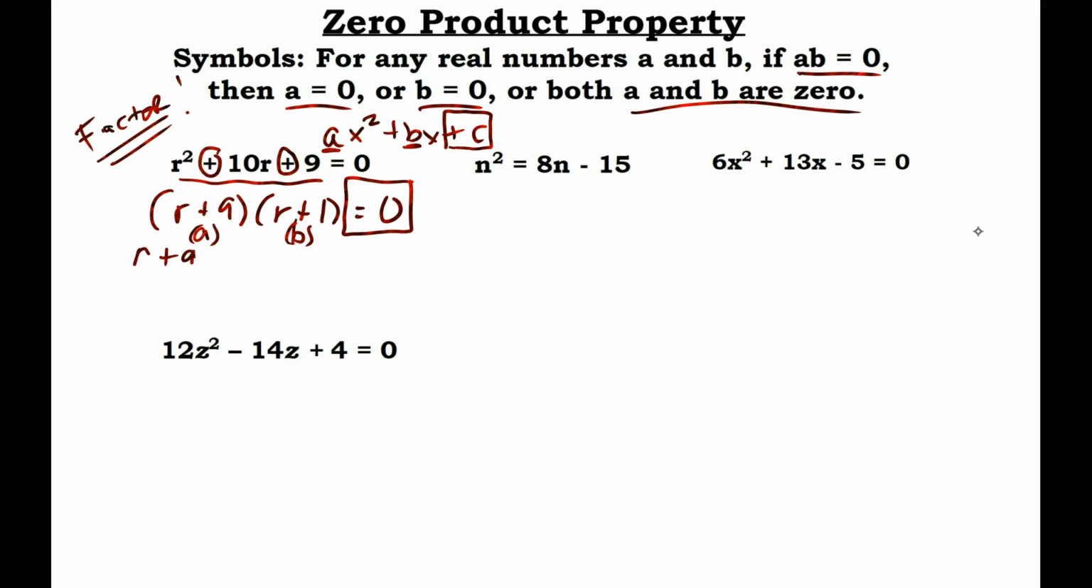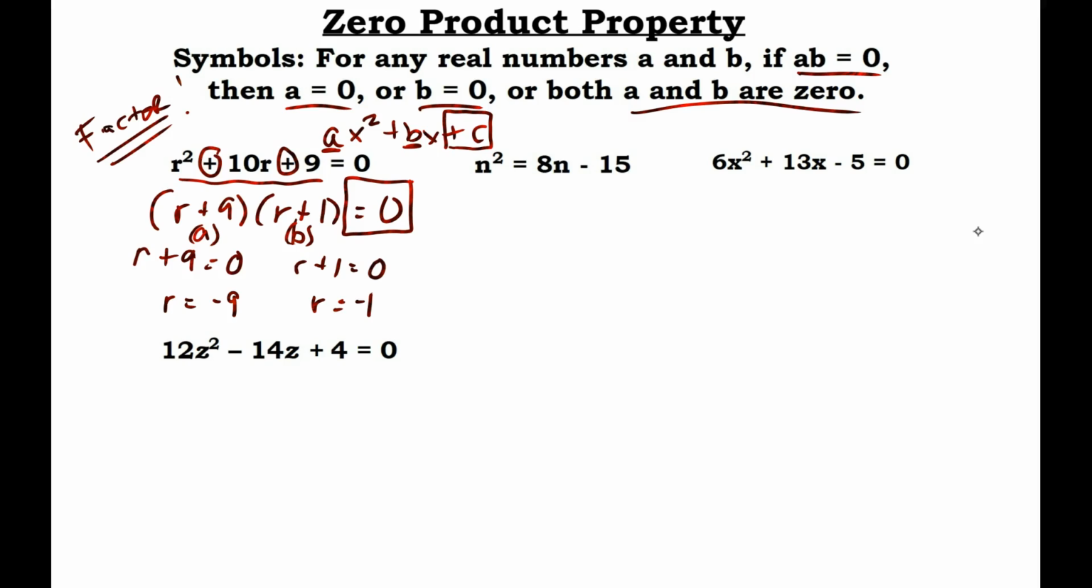So we're saying that either A has to be equal to 0, or B has to be equal to 0, or both A and B are equal to 0. So in this case, I'll use some mental math. R has to be negative 9, and in this case, R has to be negative 1. So if R was negative 9, it will make this equation equal to 0. If R was negative 1, it will make this equation equal to 0. Okay? So we will need that in the near future.